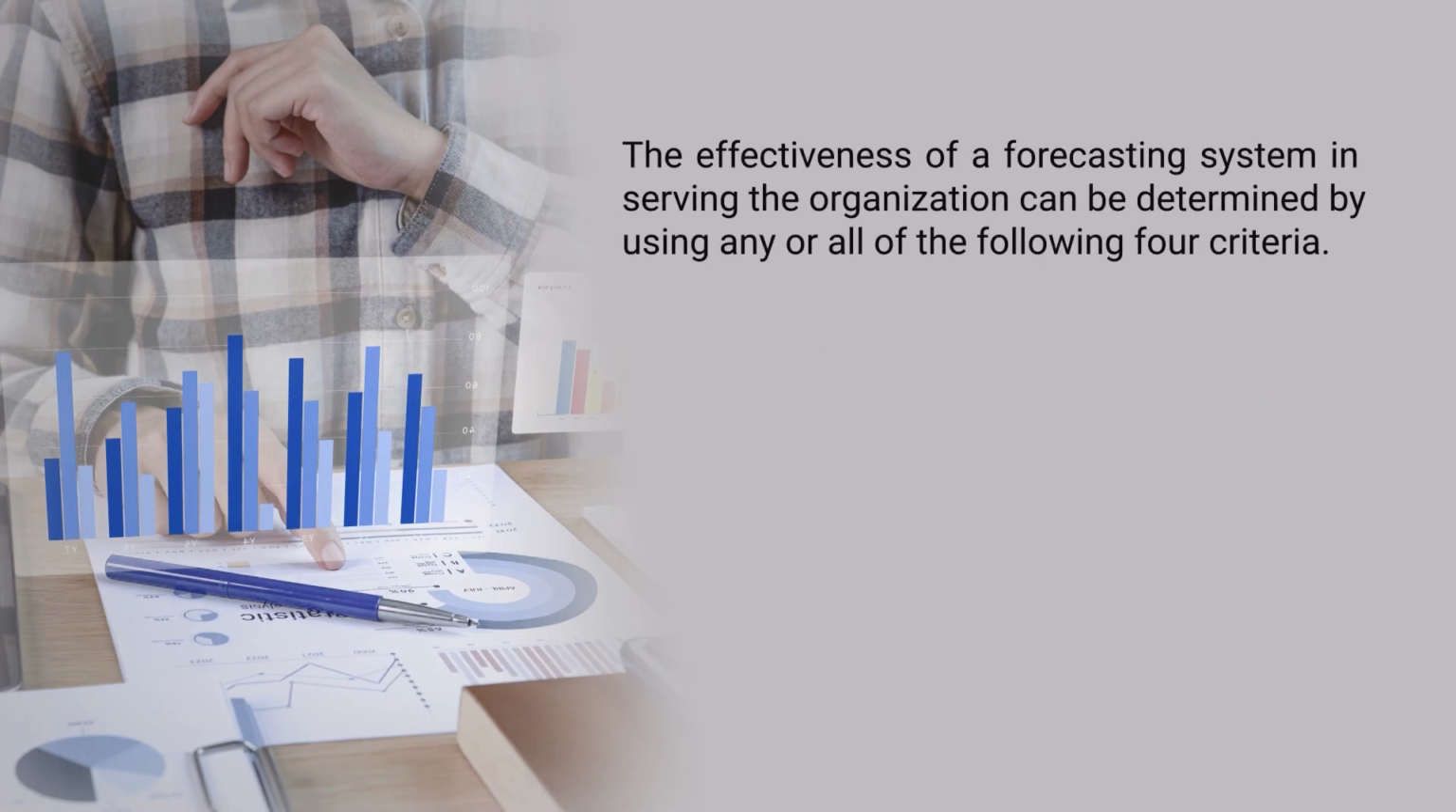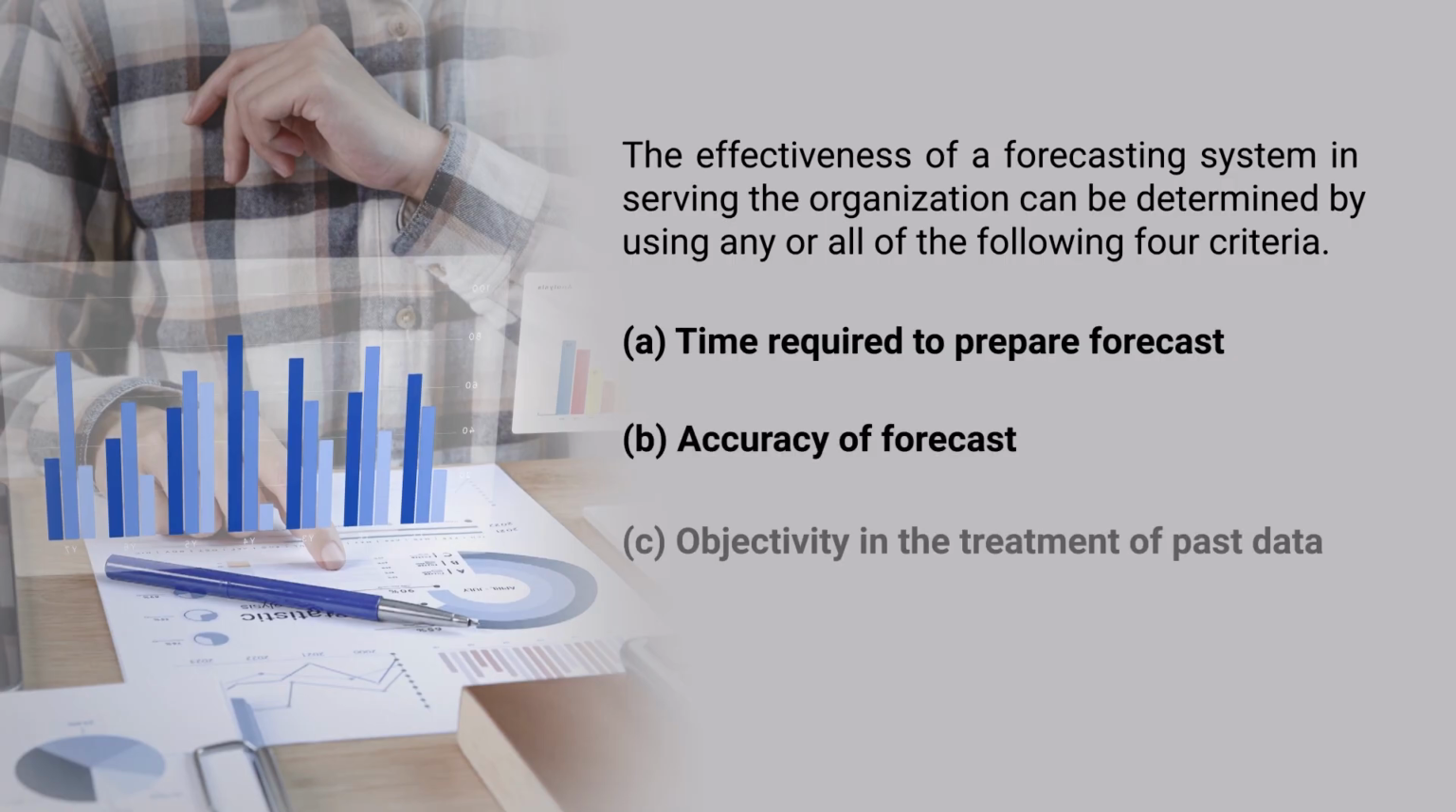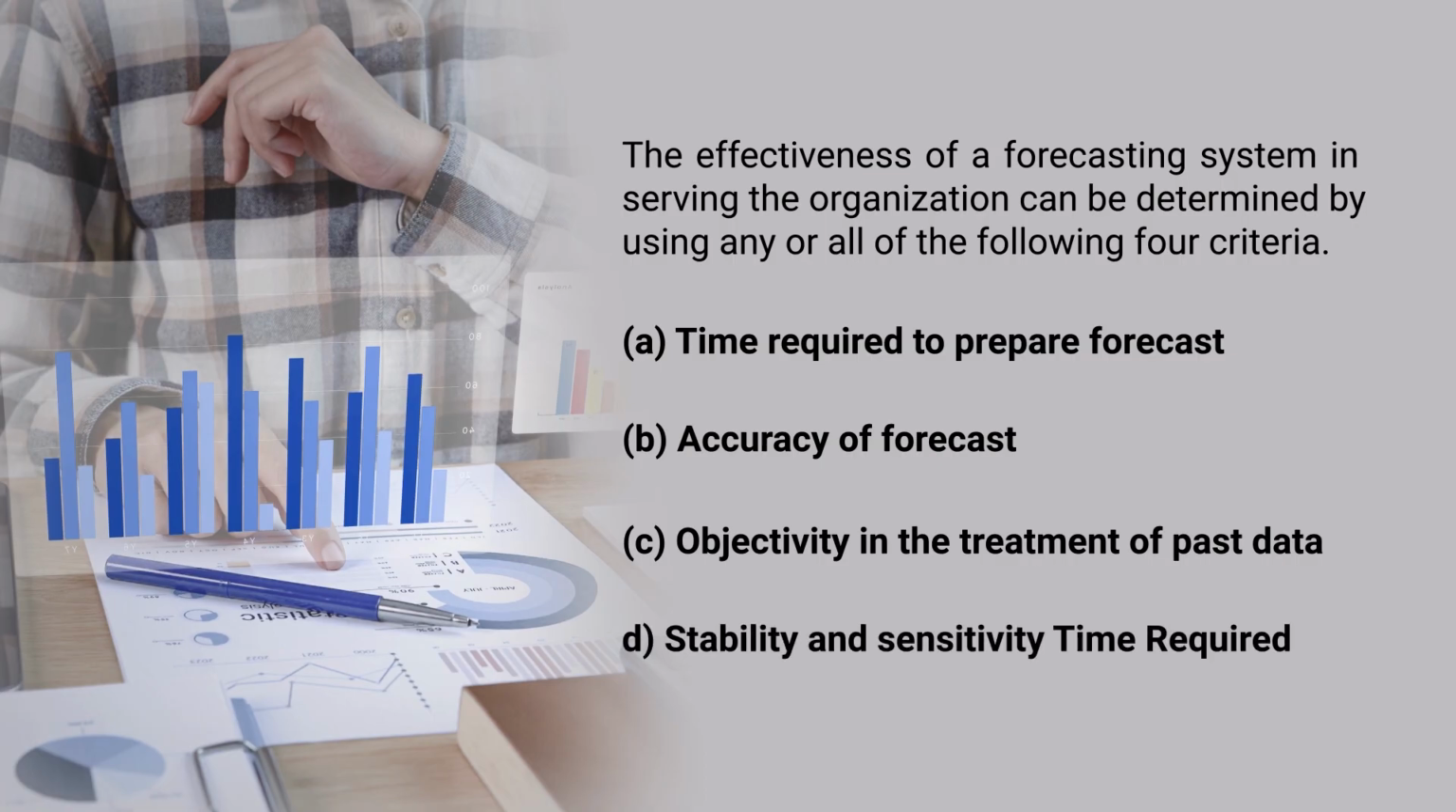The effectiveness of a forecasting system in operation can be determined by using any or all of the following four criteria. First is the time required to prepare the forecast, then accuracy of forecast, objectivity in the treatment of past data, and stability and sensitivity of the forecast. These are the four criteria by which we can measure the performance of the forecasting system.